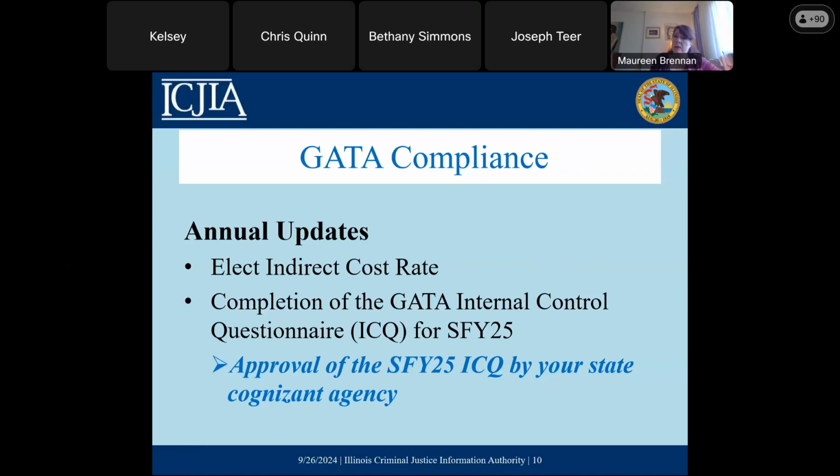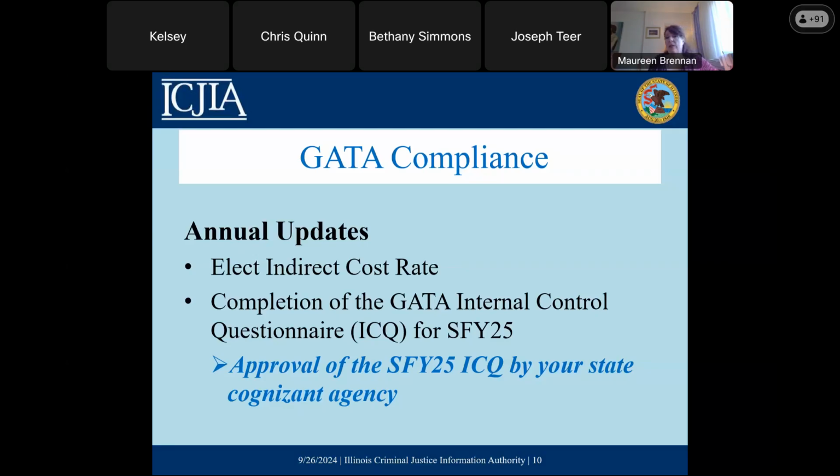And sometimes those things do change. For instance, you may have used the de minimis rate in the past, but then over this past year, you've negotiated a state rate with the GATA folks. And so now you want to use that state rate. So just double check that you have indicated your indirect cost rate in the GATA portal and make sure that it's the current rate that you are going to use.